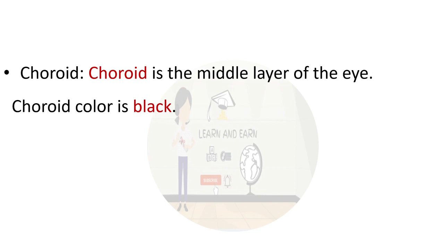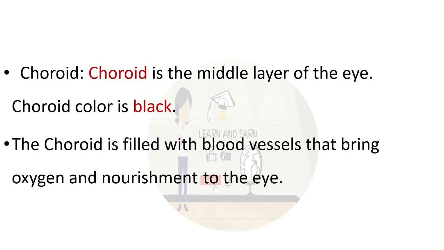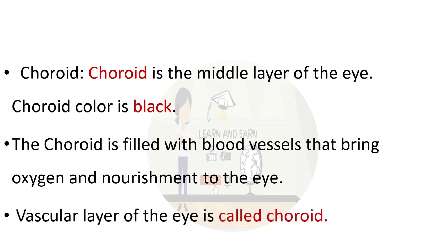Choroid layer. Choroid is the middle layer of the eye. Choroid color is black. The choroid is filled with blood vessels that bring oxygen and nourishment to the eye. The vascular layer of the eye is called choroid.